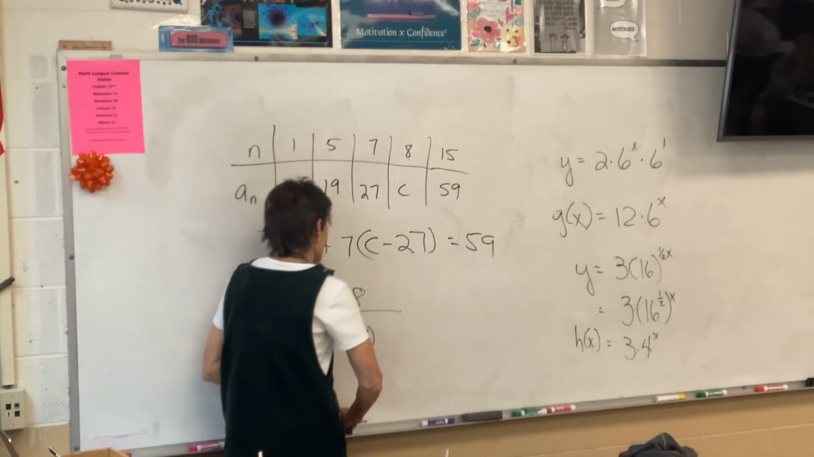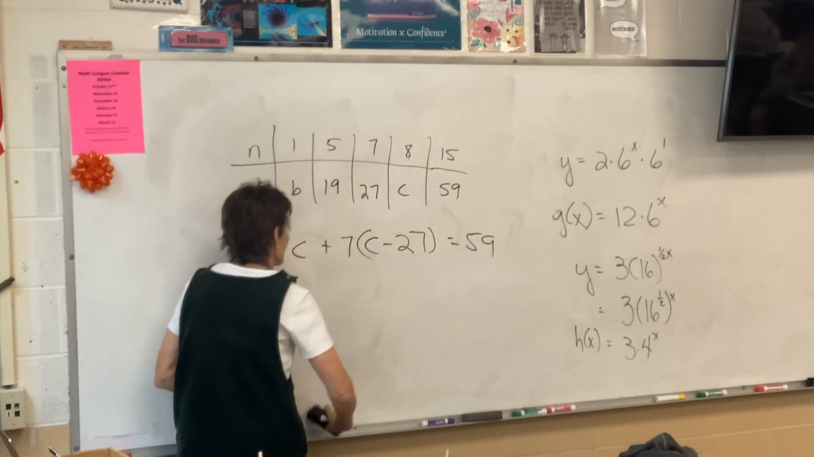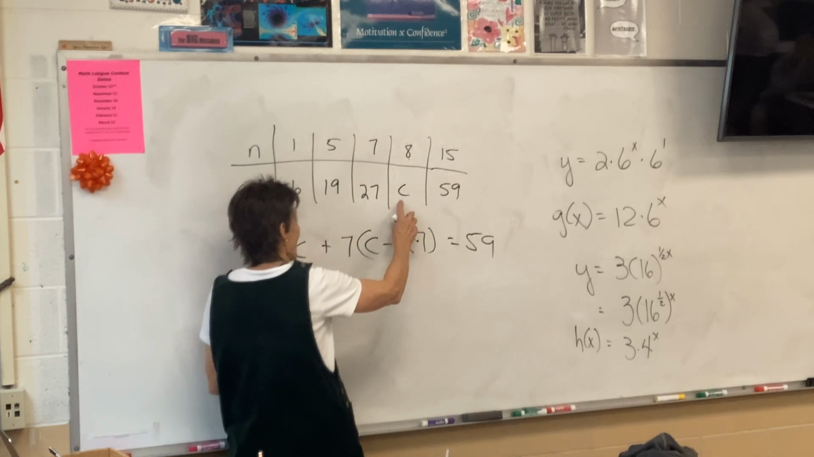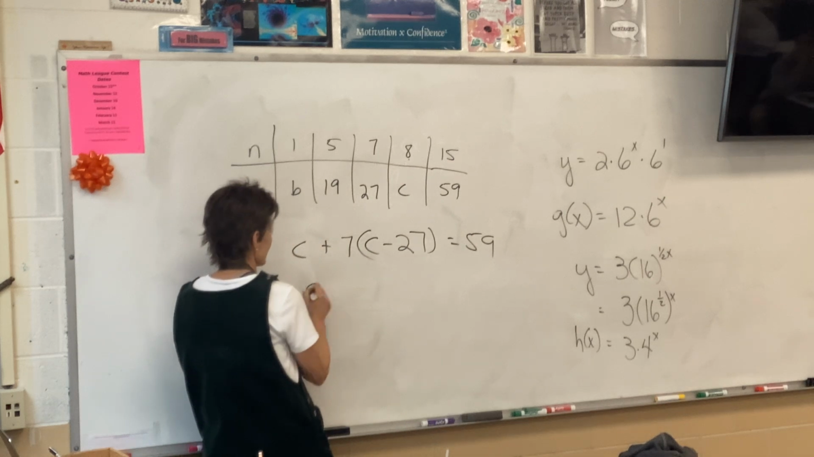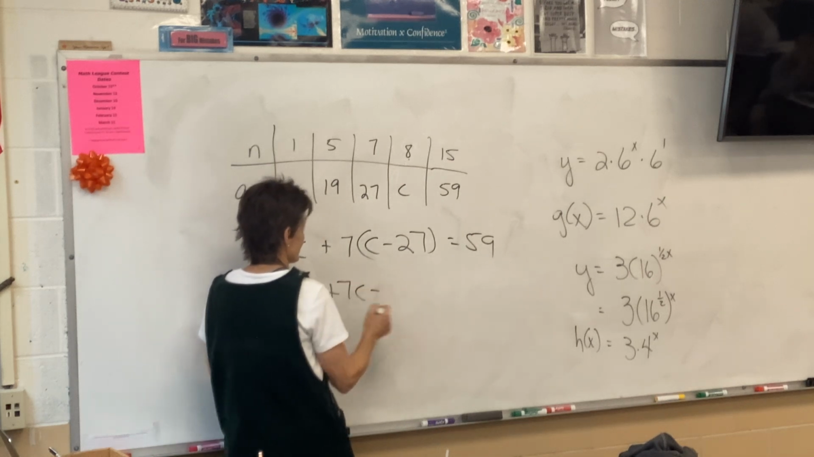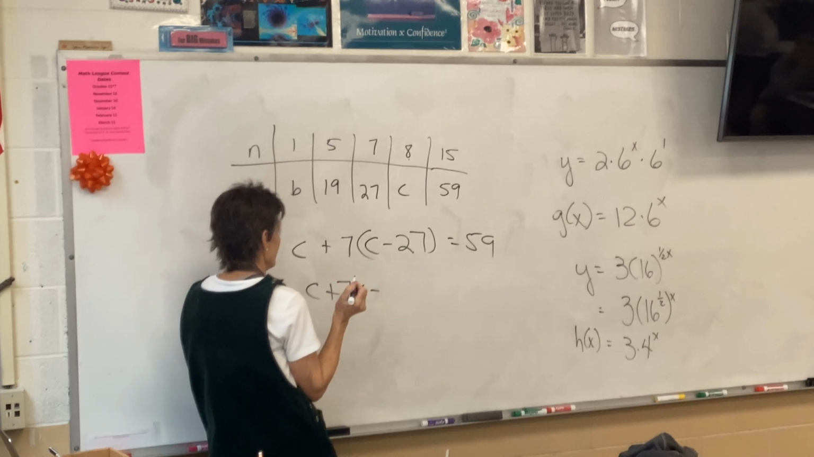All right, so let's go ahead and solve his equation. If we start right here and add 7 differences, we should end up at 59. So what does that say? C plus 7c minus, oh Lord. What is that? 89.